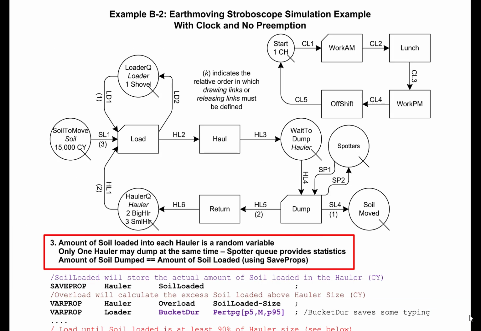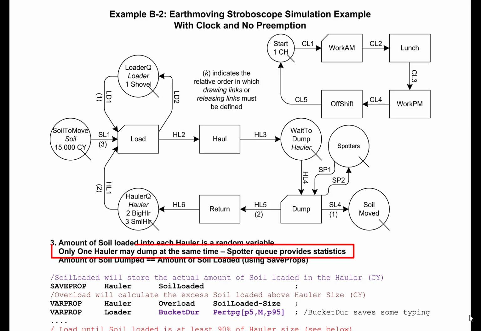The third model, for example B2, is shown on this page. In the third model, the amount of soil loaded into each hauler is a random variable. As a result, we need to construct a mechanism by which each hauler will know exactly how much soil was loaded into that hauler so that it will dump exactly that amount of soil into the Q soil moved. This model also has a restriction that only one truck can dump at the same time and uses the Q spotters to accomplish this task. The Q spotters is initialized with one spotter.